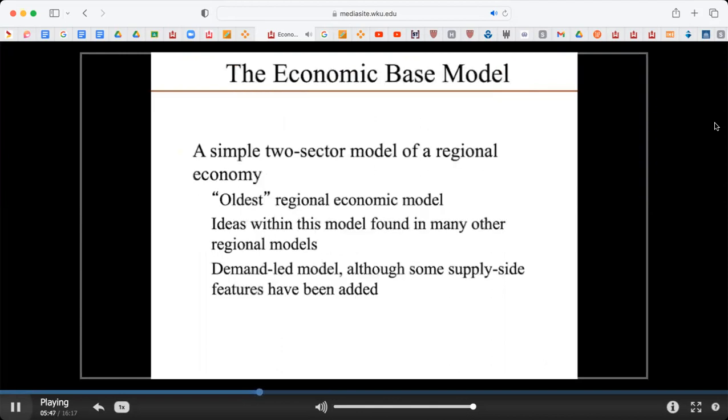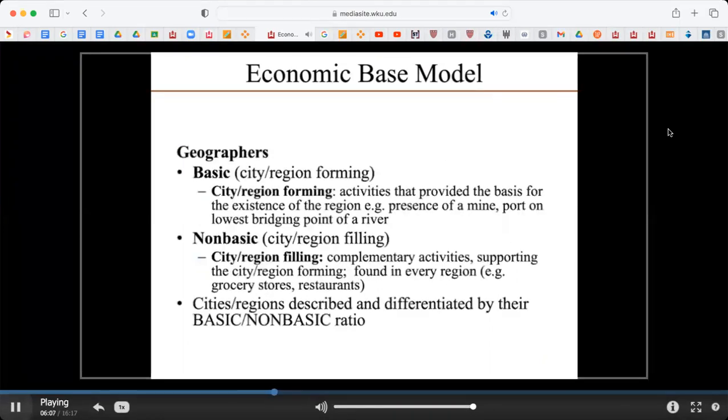Let's take a look at the economic base model that really forms the basis of how economic development and how regional economies function. This is really the oldest regional economic development model, and it's really a demand-led model, although there are some supply side features to it. Geographers will refer to it as basic, the basic type of economy, and that's city region forming activities that provide the basis for their existence in the region. What's the competitive advantage?